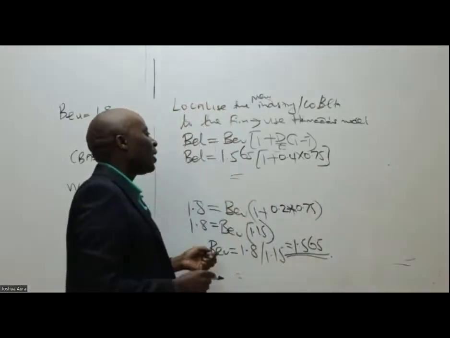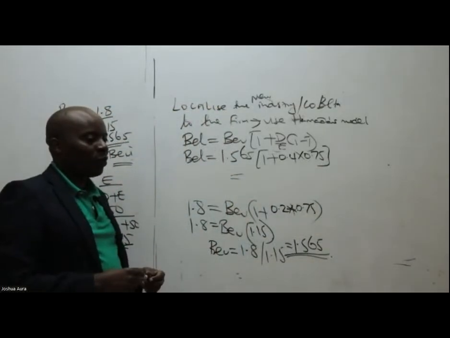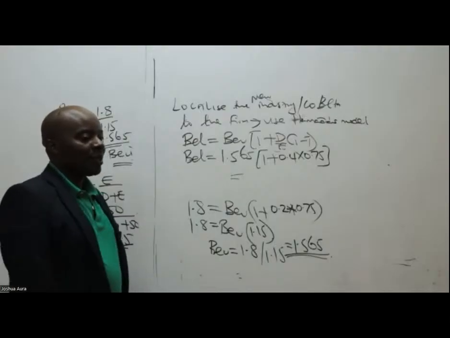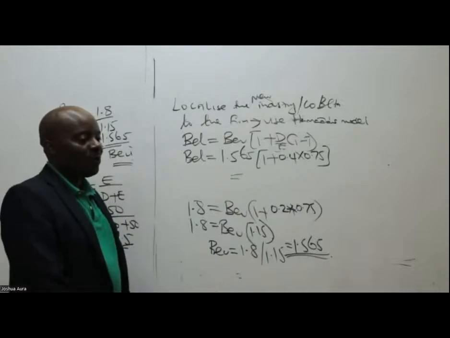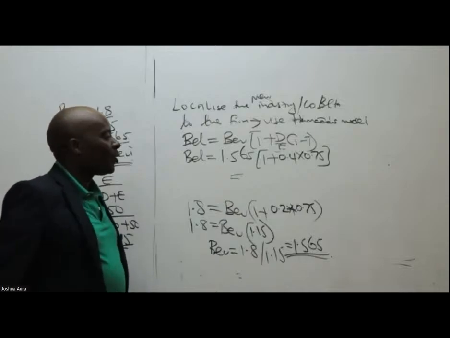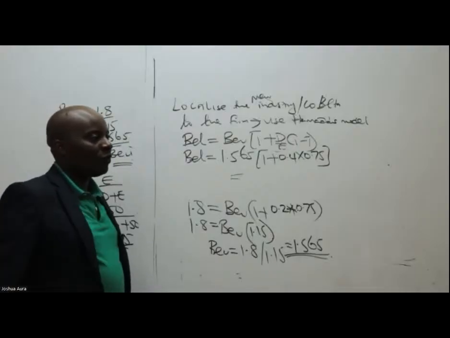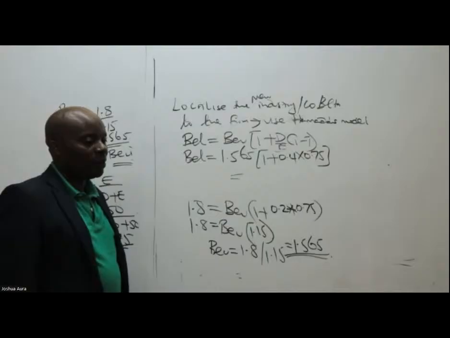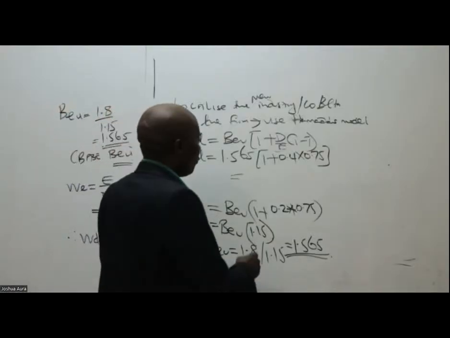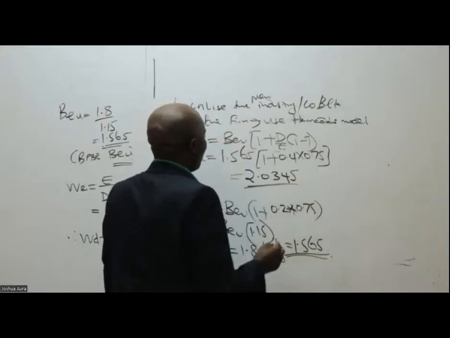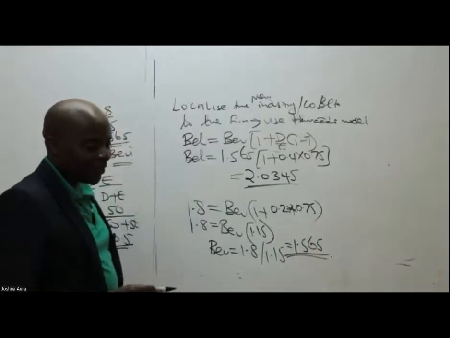So could you kindly give me a figure to use? What will be my BEL, beta equity of a levered firm? In this case it will be equal to beta equity of a levered organization. Using your calculators, what will be the beta equity of a levered organization then? So this is 2.0345. That's the beta equity of a levered organization.